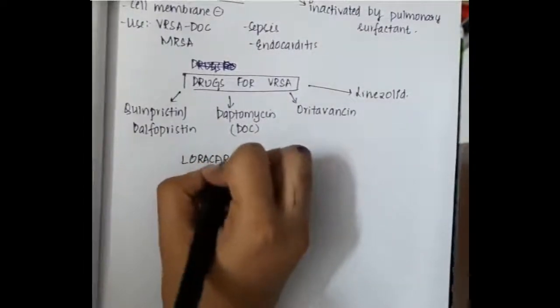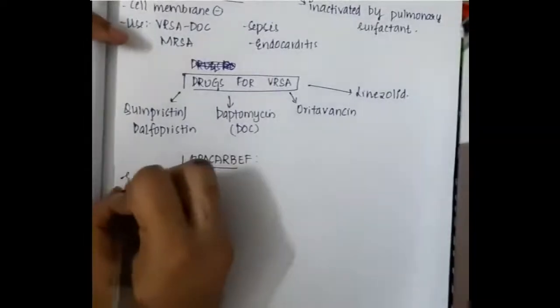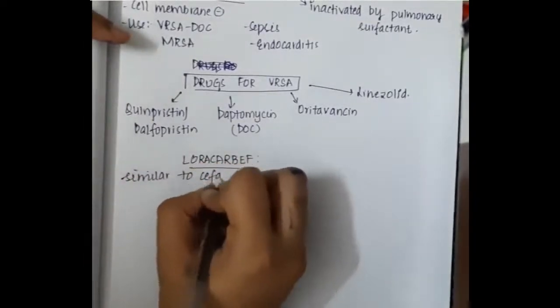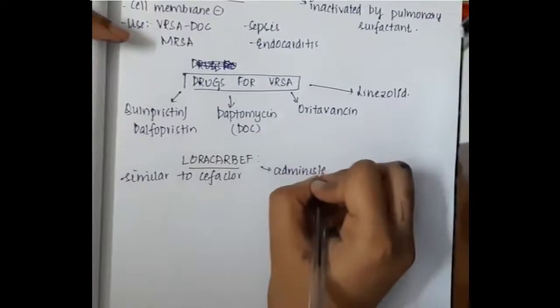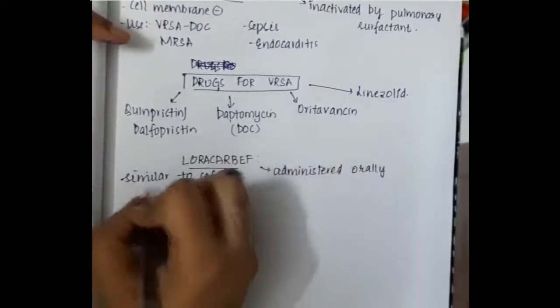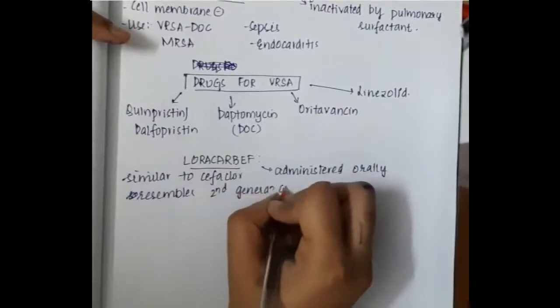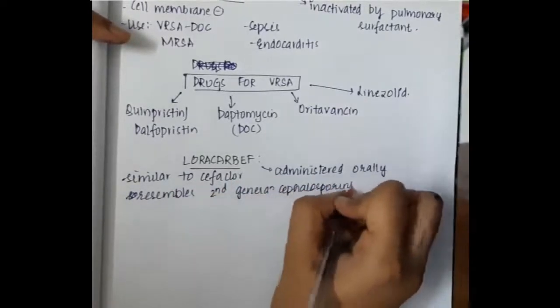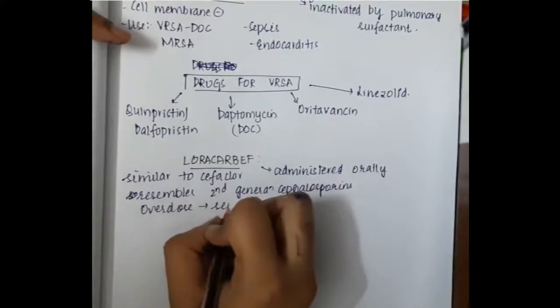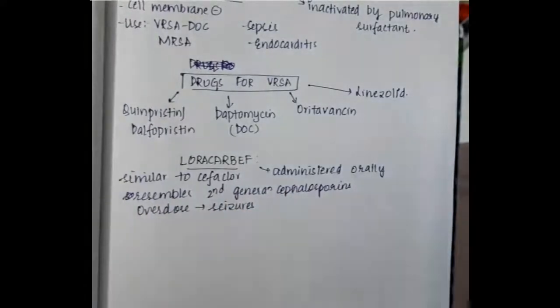Then the last important drug for this class is loracarbef. This loracarbef is similar to cefaclor and is administered orally. It resembles second generation cephalosporins, and an overdose of loracarbef causes seizures. So this is about the glycopeptides and other drugs like daptomycin and loracarbef.